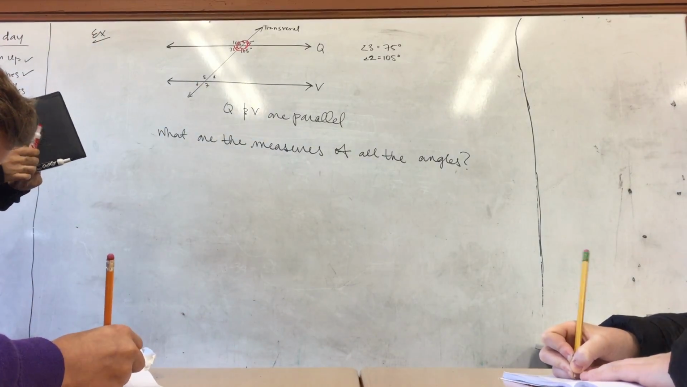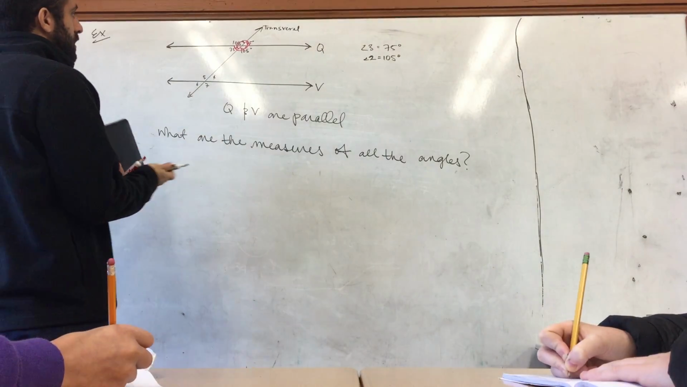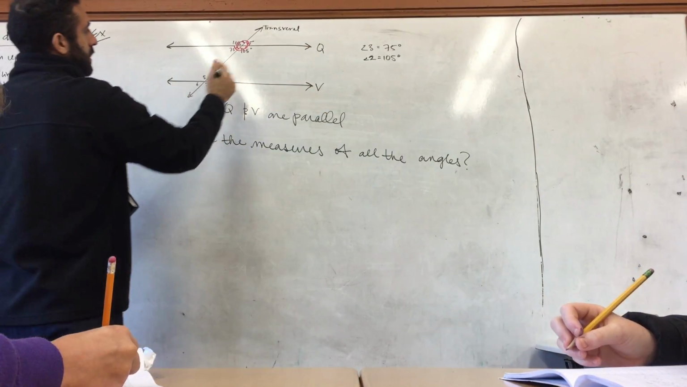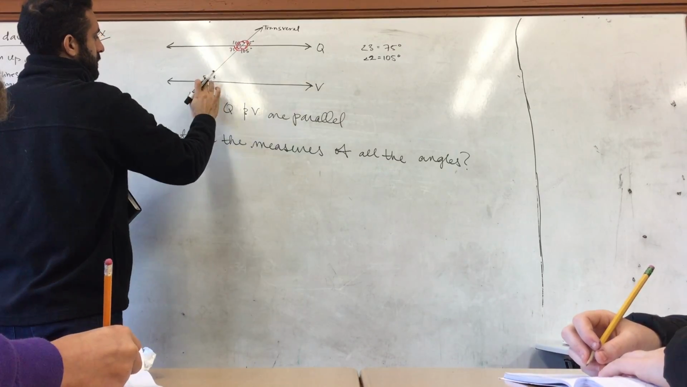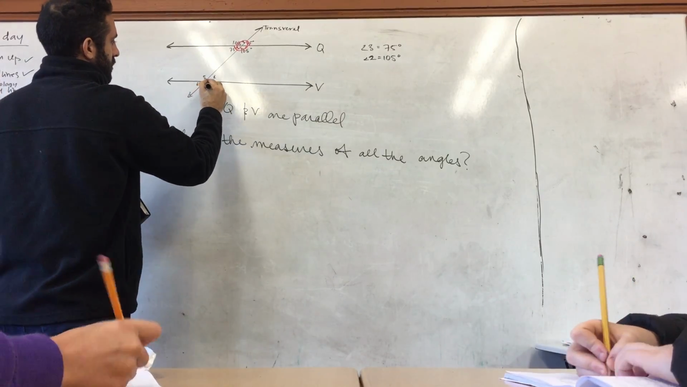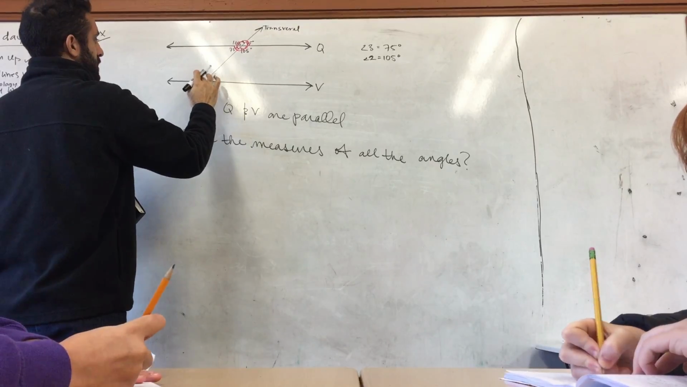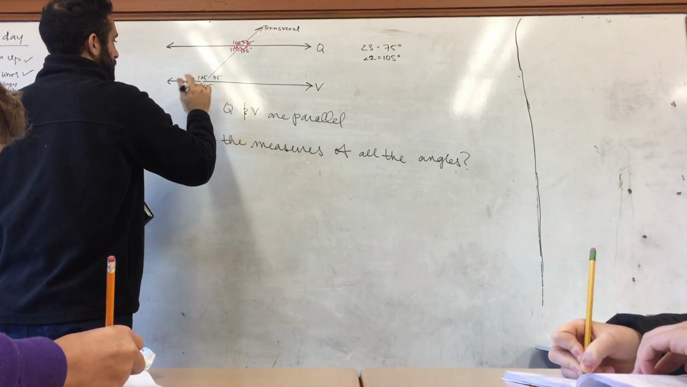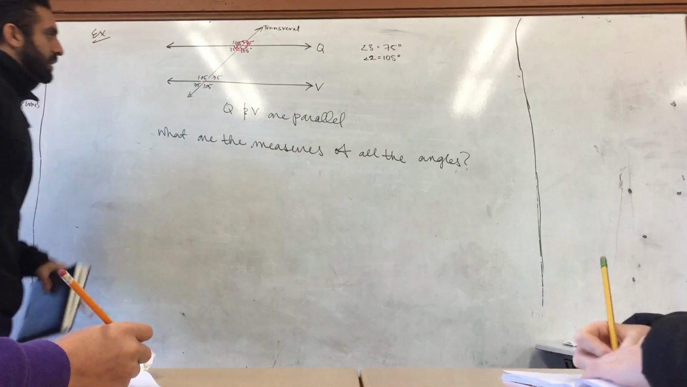All right. I'm giving you these properties. When you have two parallel lines cut by a transversal, this angle is going to be the same as this angle. So this one's also 105. This one's also 105. This one's 75, and this one's 75. Okay?